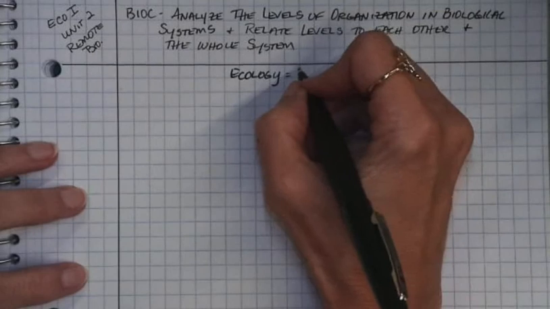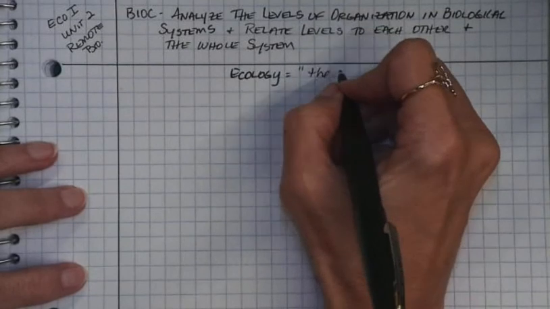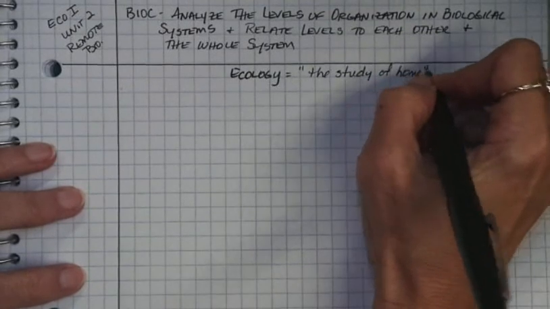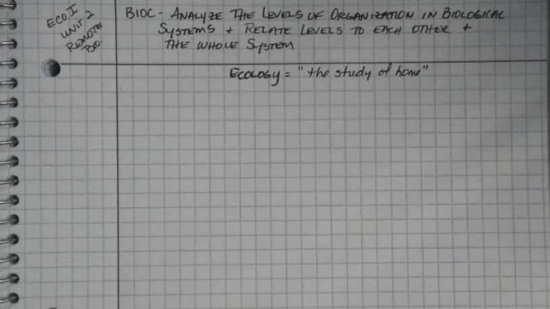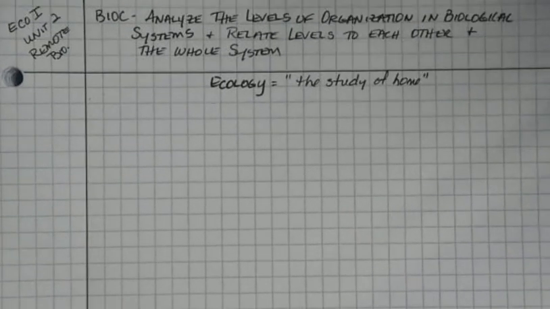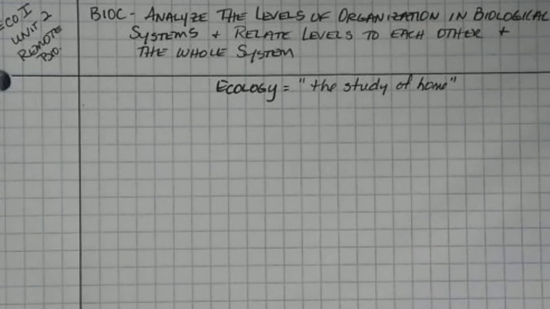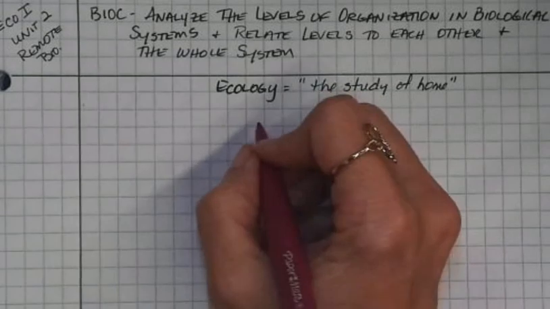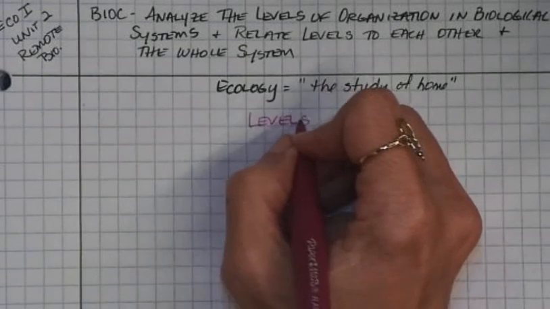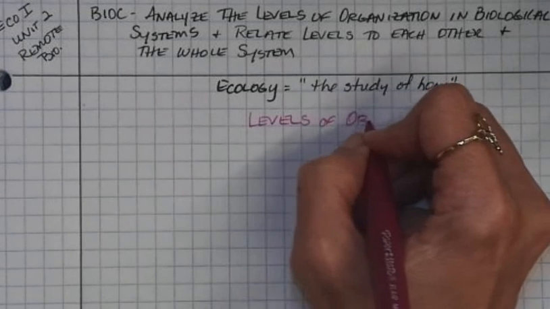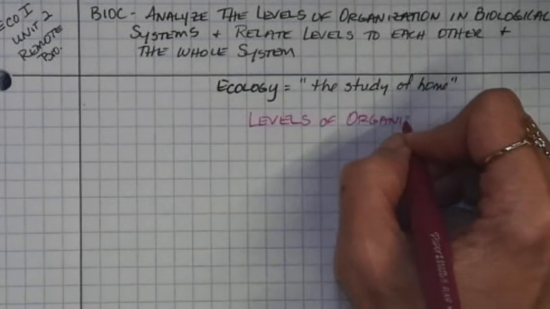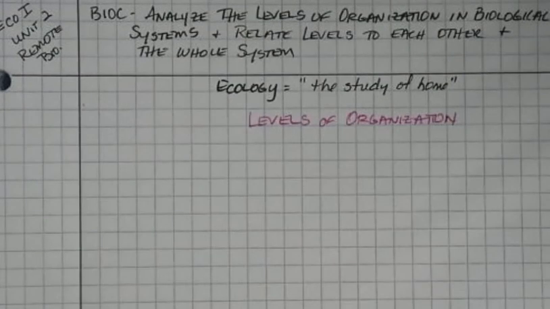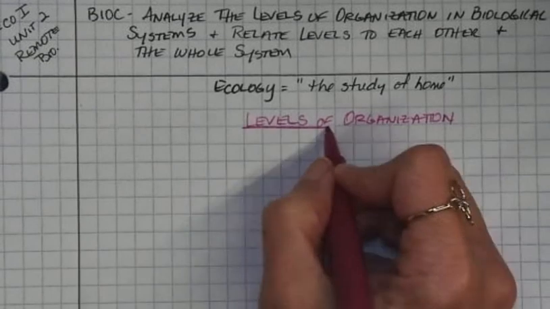If we translate this from the Latin, this means the study of the home is what it translates to. It's where an organism lives. So, the study of the home. And so let's start off here, and this is going to be the levels of organization. I'm going to go through here and list off all the levels of organization, and I'm going to leave a blank space between each one of them so that we can go back later in the next video and talk about what each one of those are.